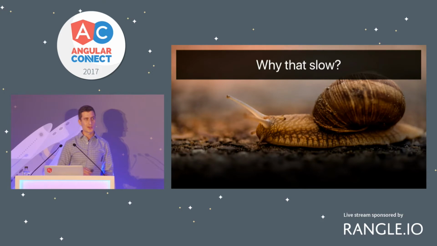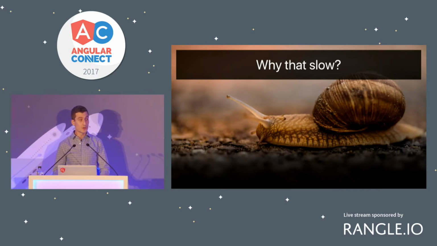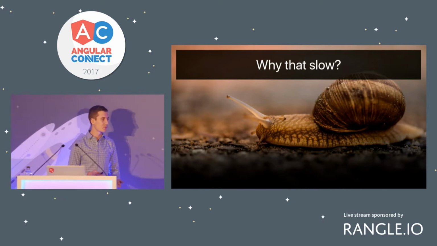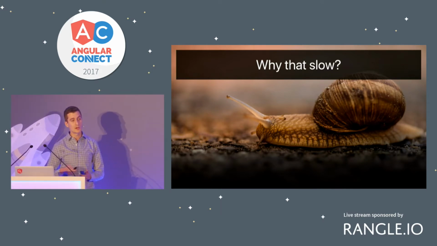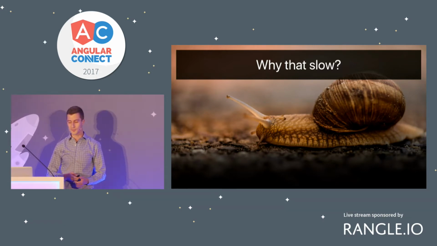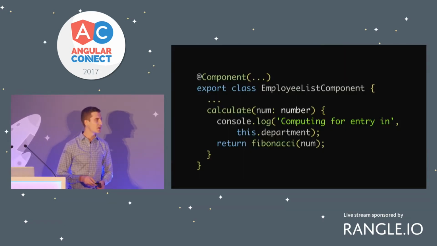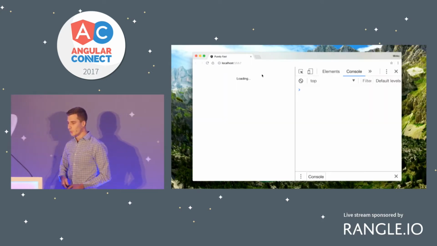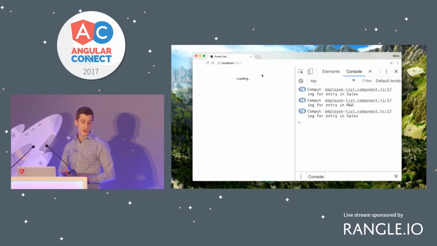But in order to figure out why it is actually that slow, we can open Chrome DevTools, take a look at the profiler, and see that we're invoking the calculate method of the employees list controller very often. Let's see how often exactly by just adding a simple console log statement inside of it. So we can see that we're actually invoking it very often.